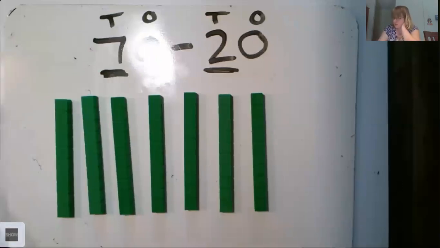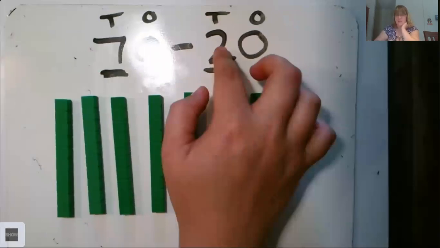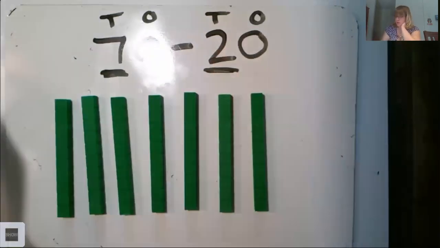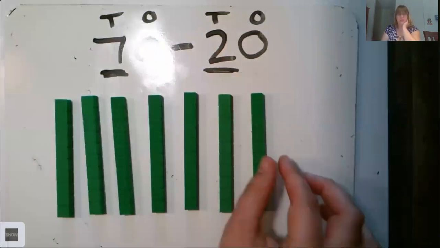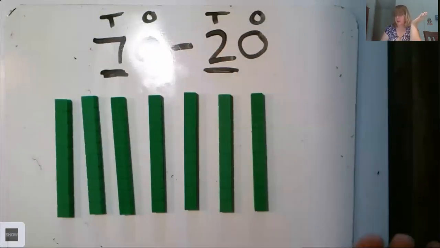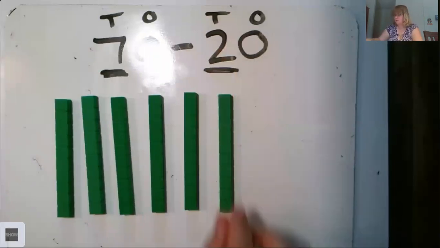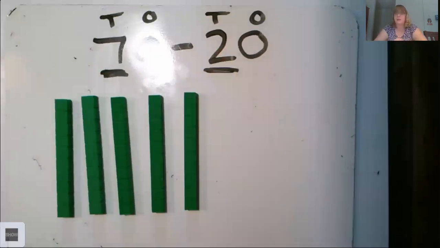So with this one, we're taking away 2 10s, or 20. So what we're going to do is we're going to remove 2 of our 10 sticks because we know that they're worth 10 each. So I'm taking away 1 10 stick, 2 10 sticks. So I'm done with my subtracting, my taking away. Now I want to see, well, how much do I have left after I subtract it? So we can count how many 10s we have.